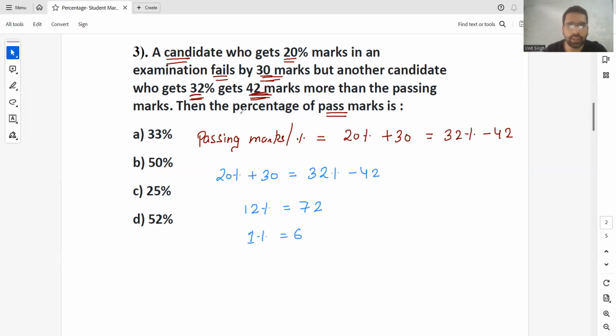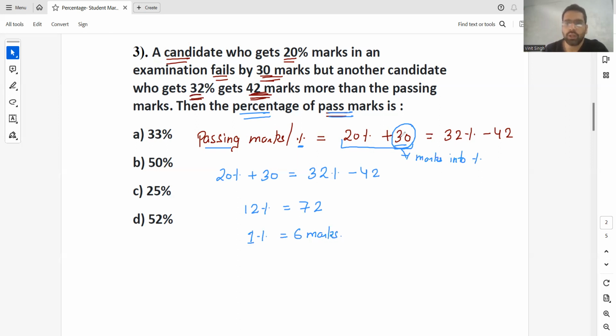And we have to find the percentage of the passing marks. How much percentage we need to pass the examination? Now listen, 1% is equal to 6 marks. If I convert these 30 marks into percentage, then we will add these 2% and we will get the passing percentage. So in the question, we have to find the percentage. If we convert this 30 marks into percentage, then we will get the passing percentage.